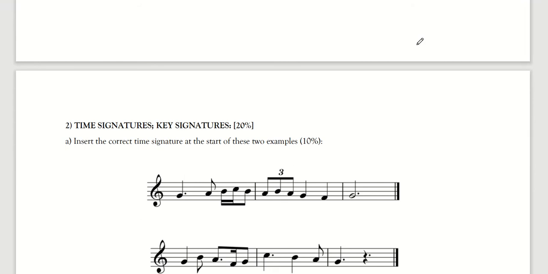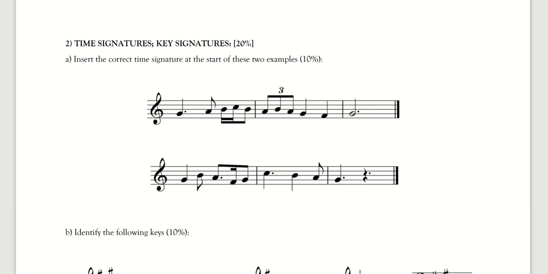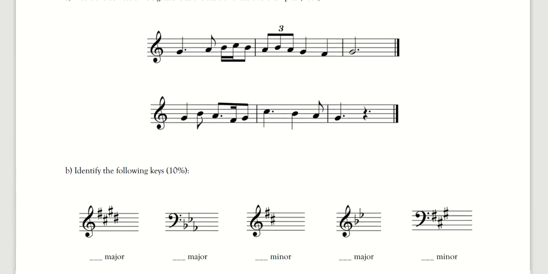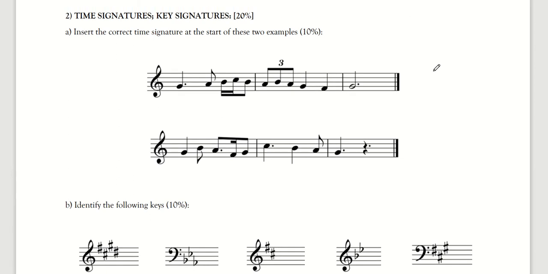Hello and welcome back. So let's move on to the second section of the exam paper, which is on time signatures and key signatures, and you'll be given a question on each. So question 2A will be about time signatures and question 2B will be about key signatures. So let's have a look at this first one first.